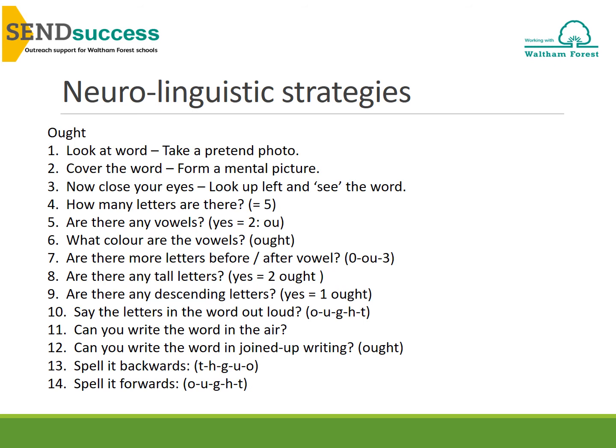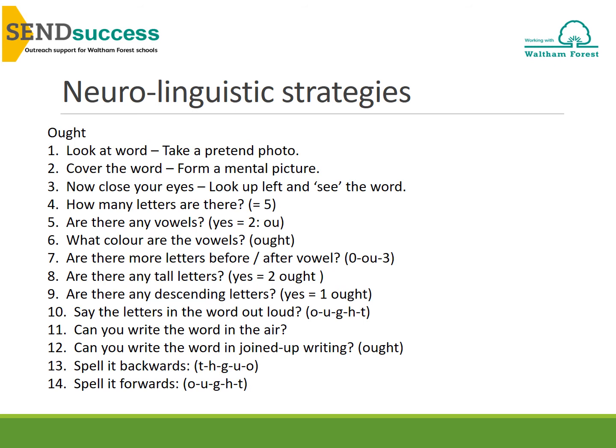And so essentially a neuro-linguistic strategy is one in which the child visualizes the word, and also uses a number of techniques to build a familiarity of how that word looks in their mind. So, for example, the word ought. So there's a lot of different stages there. So you might ask the child to look at the word first and to take a pretend photo.